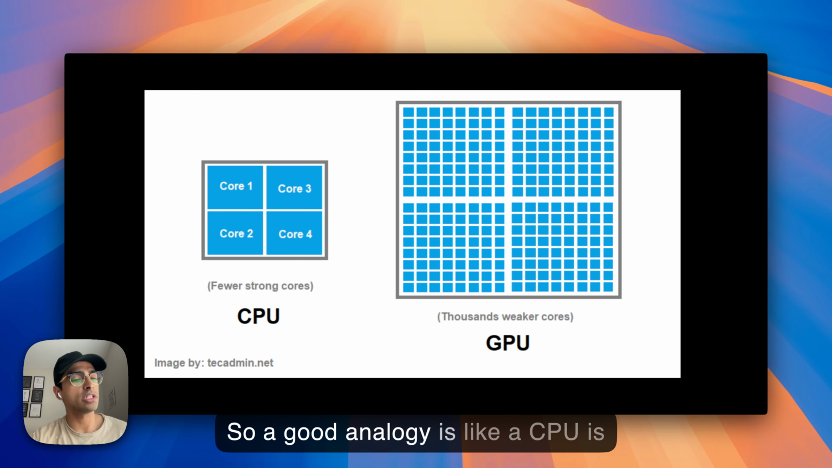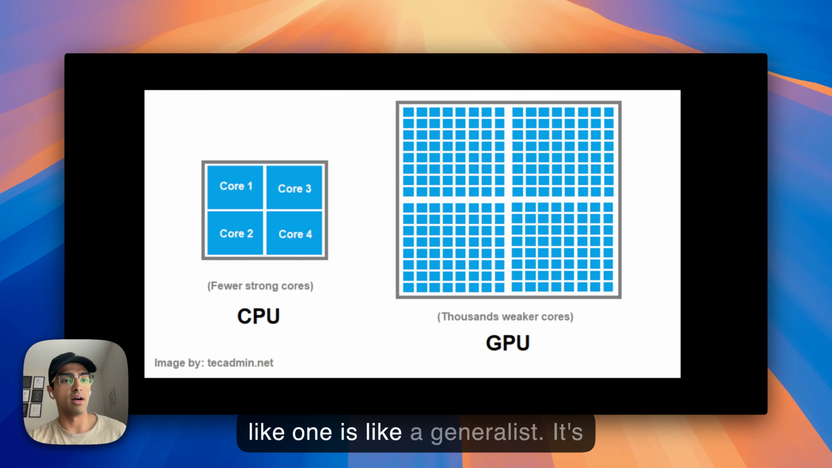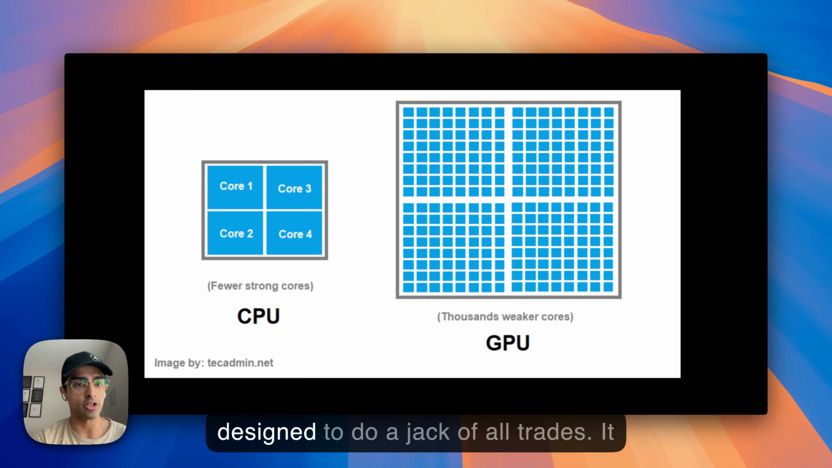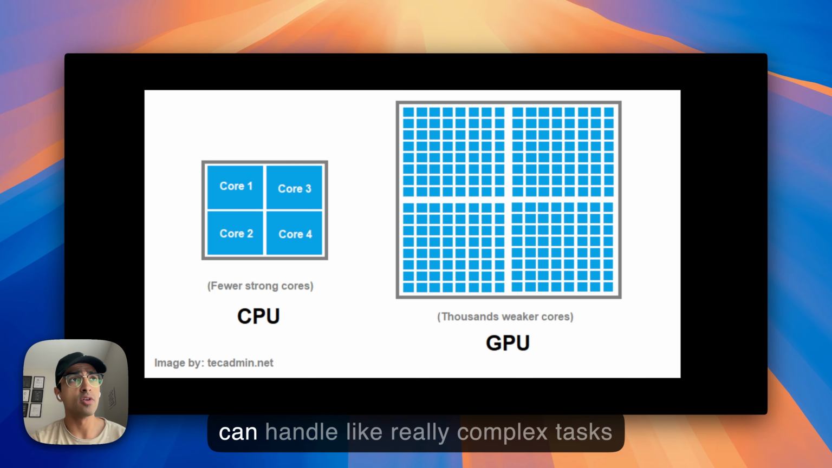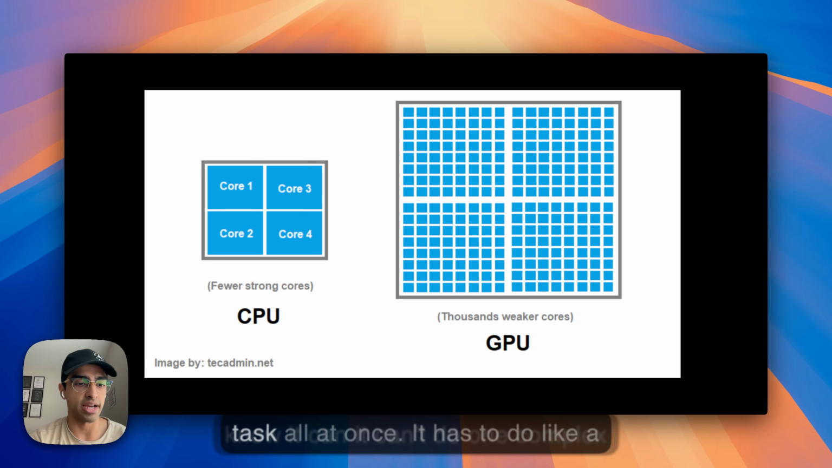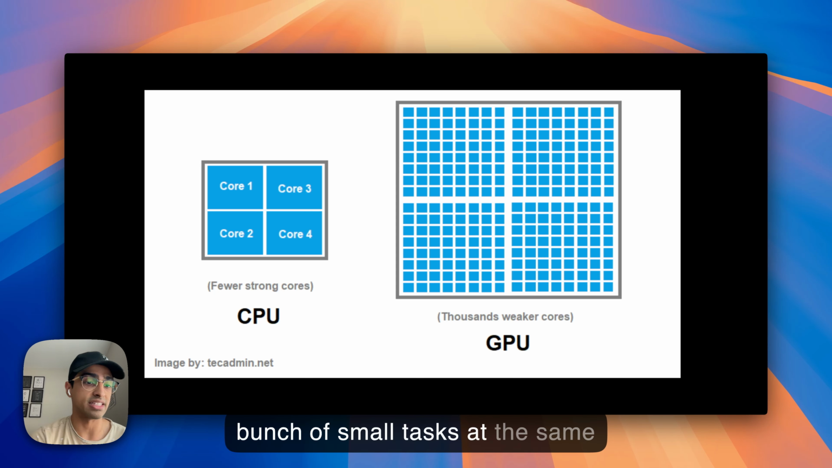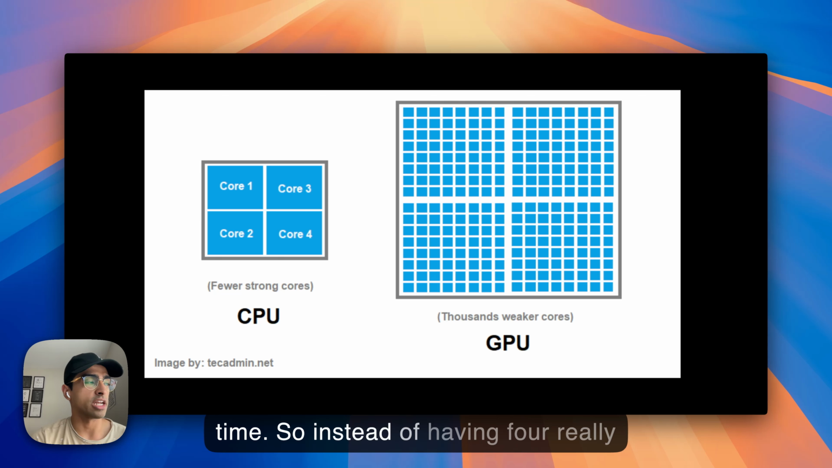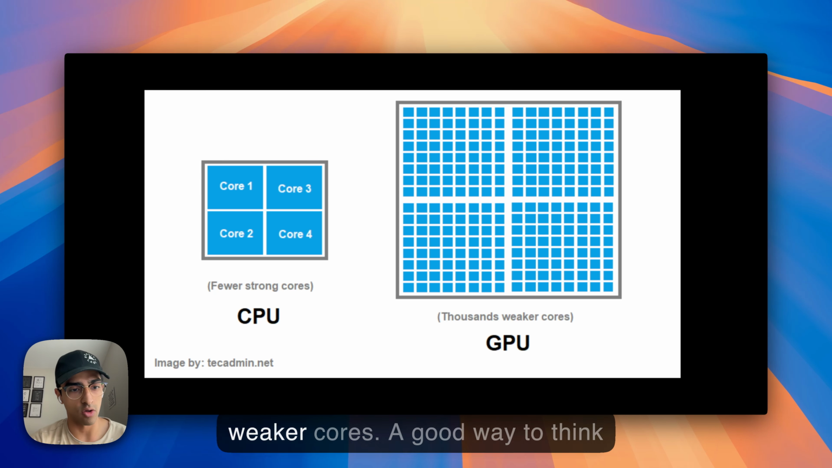So a good analogy is a CPU is like a generalist. It's designed to be a jack of all trades. It can handle really complex tasks or very simple tasks as well, and very quickly. Whereas a GPU can't do one complex task all at once. It has to do a bunch of small tasks at the same time. So instead of having four really strong cores, it has thousands of weaker cores.